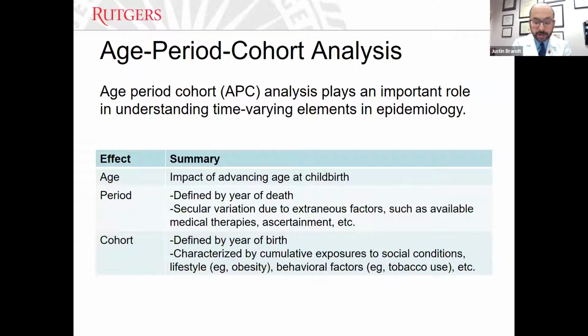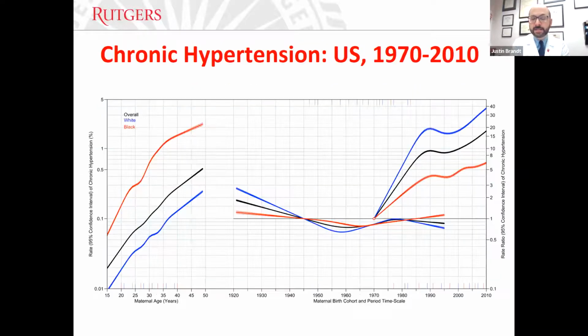And here we're talking about the unique experiences of a group or cohort as they move across time. And this is characterized by cumulative exposures to social conditions. We're living through one right now, a pandemic. That's going to impact the cohort effect, for example. Lifestyle, of course, rates of obesity, behavioral factors like tobacco use. These all provide insight into the cohort effect that we can look at in this type of analysis.